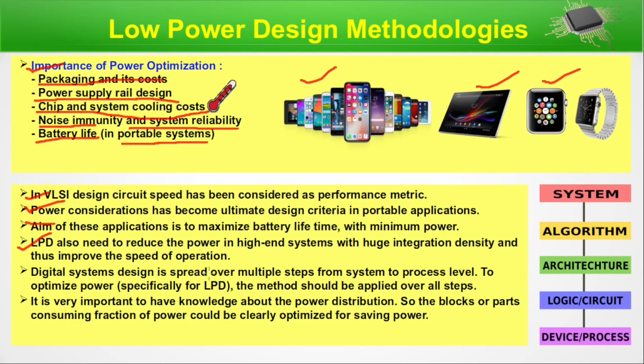Digital system design is spread over multiple steps from system to process level. So we know that digital system design is not a single-step thing. It has multiple steps: system, algorithm, architecture, then circuit, then device. First the system is defined, then the algorithm, then the architecture, then the circuit level, then the device level. In case of fabrication, first the devices are fabricated in a way that constitutes the circuit, and that defines the architecture, and the algorithm is defined based on how it will work, and that actually constitutes the total system.